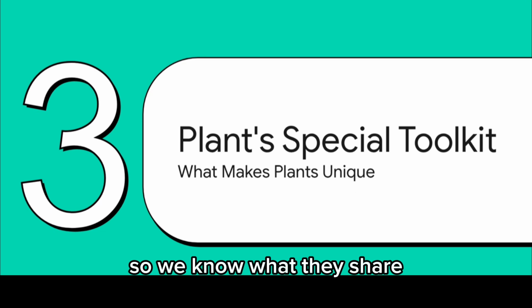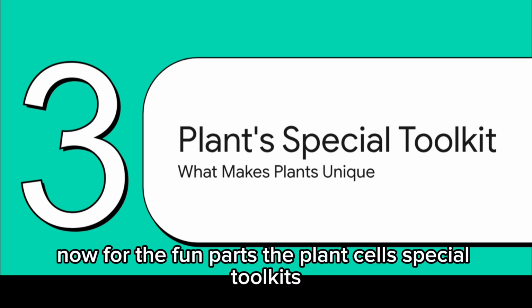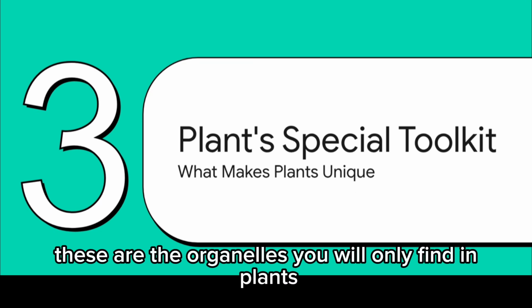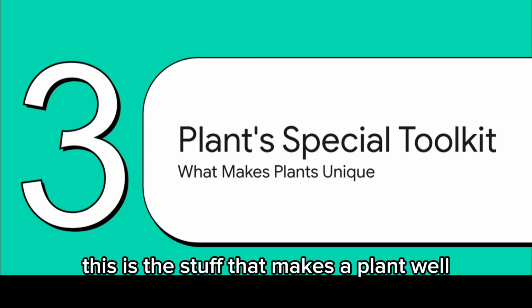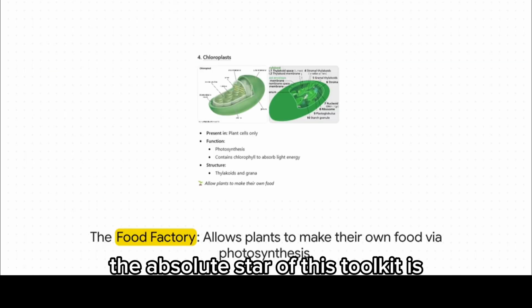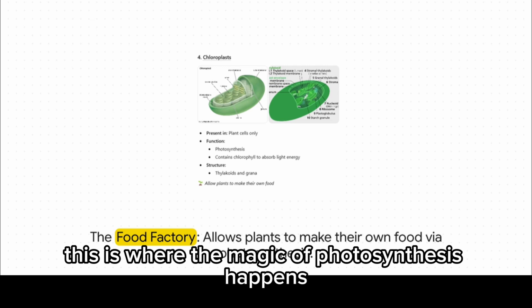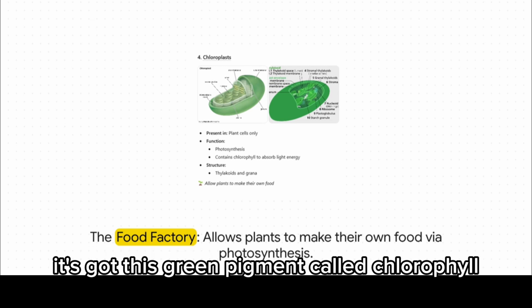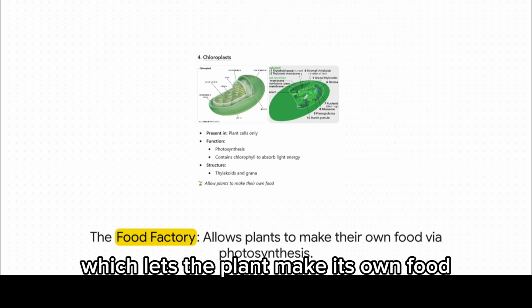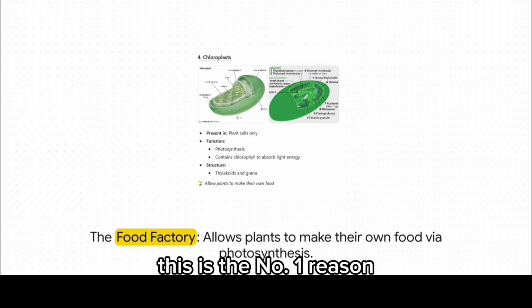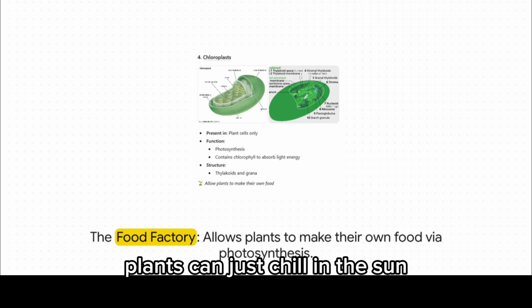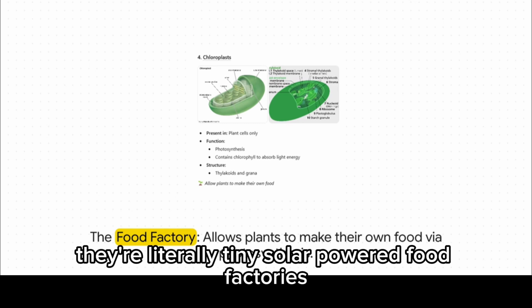So we know what they share. Now for the fun parts, the plant cell's special toolkits. These are the organelles you will only find in plants. This is the stuff that makes a plant, well, a plant. The absolute star of this toolkit is, of course, the chloroplast. This is where the magic of photosynthesis happens. It's got this green pigment called chlorophyll that soaks up sunlight, which lets the plant make its own food. This is the #1 reason plants can just chill in the sun while we have to go find a sandwich. They're literally tiny solar-powered food factories.